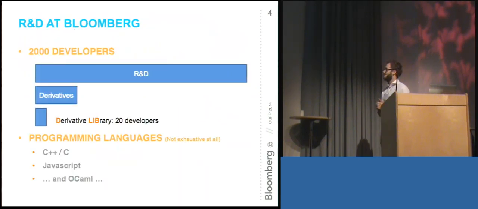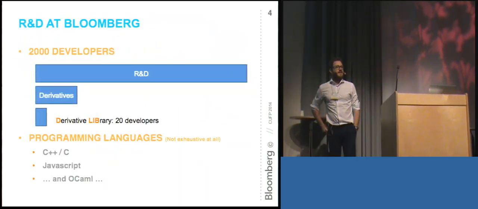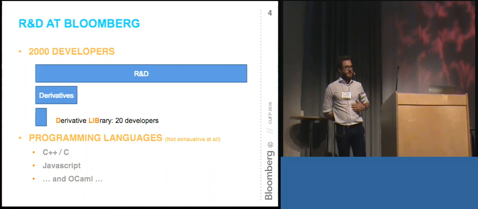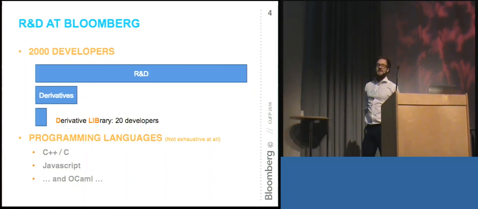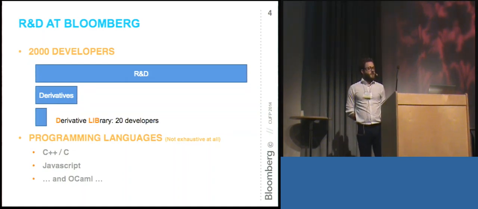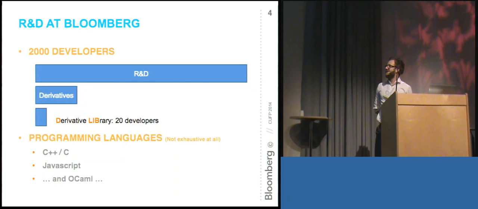Okay, so Bloomberg is a technology company. We are 2,000 developers. There's a subgroup called Derivatives, which I'm part of, and there is a team called the Derivative Library, which is about 20 developers. So this is where we're actually using OCaml. It's a start.